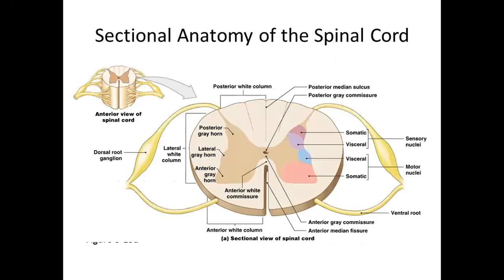If we look at the sectional anatomy of the spinal cord, this slide will be discussed in detail in histology. But I want you to know that the spinal cord is formed of gray matter forming this H-shaped structure, and white matter, which is on the outside and contains the tracts, to be discussed in a specific picture, and the gray matter contains the cell bodies.